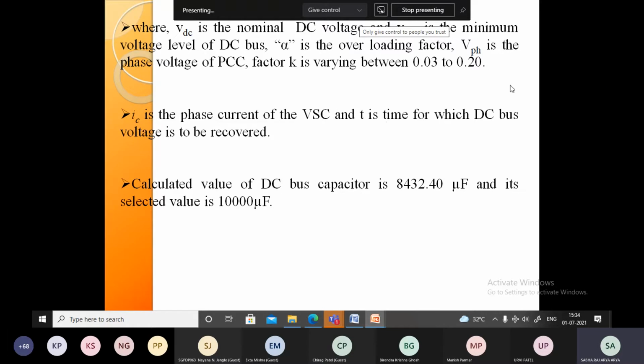Then calculate the value of the DC bus capacitor. How much are we going to observe? 8432.40 microfarad. Just put all those values, and then you will get about 10,000 microfarad.